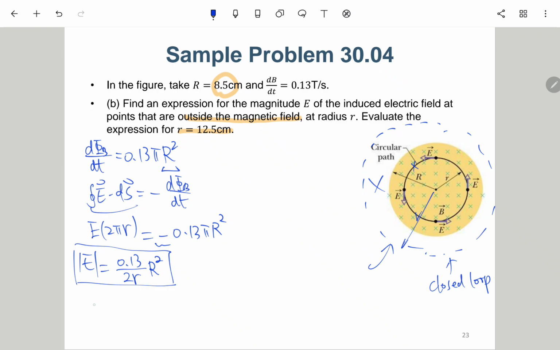Here we try to evaluate at r equals 12.5 centimeter. So this is 0.13 over 2 times 0.125, and then times 0.085 squared.